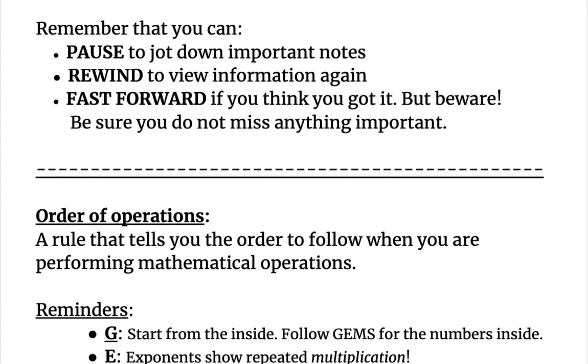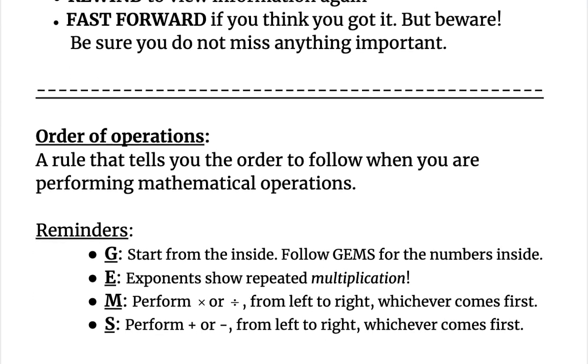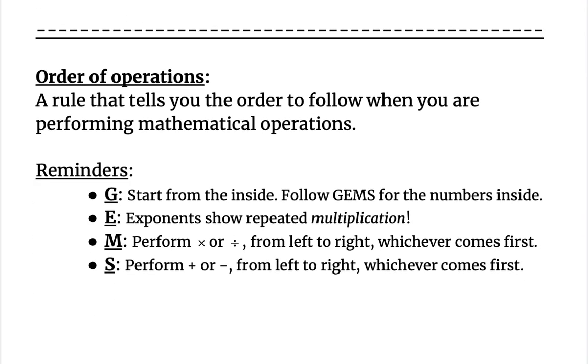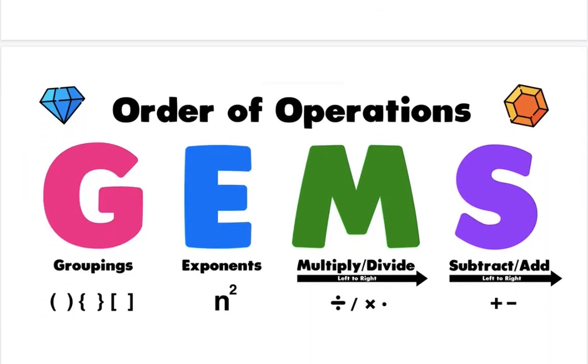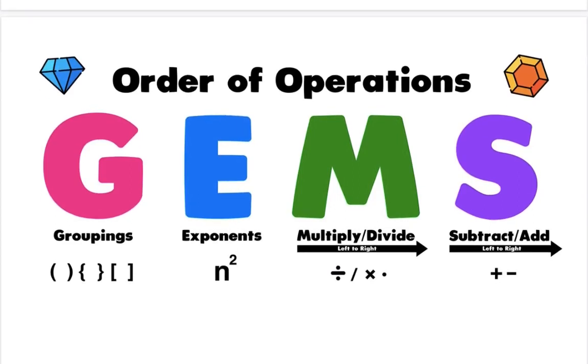As a reminder, some of you might already know about this, but I like to use GEMS as a reminder of the order. So G standing for groupings, E standing for exponents, M for multiply and divide, and S for subtract and add.